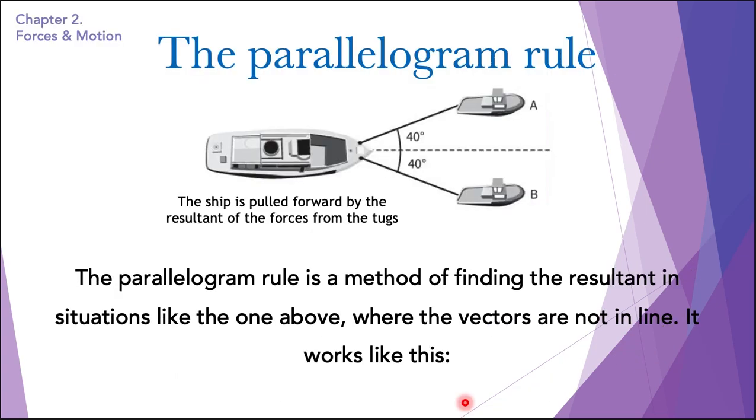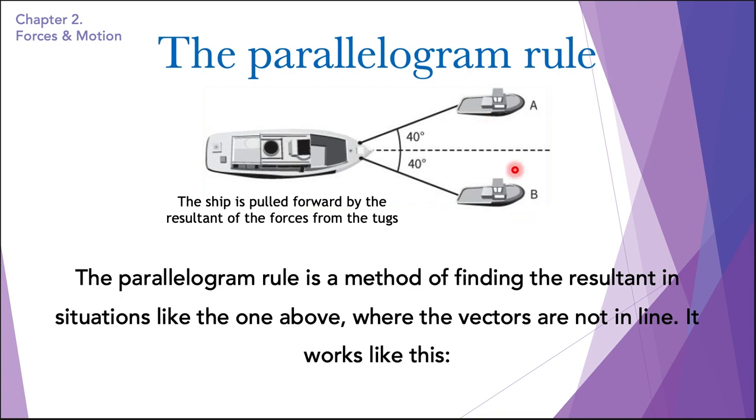To find the value of the resultant, we use the parallelogram rule. As you can see in this diagram, the ship is being pulled forward by the resultant of the forces from these two tugs, even though they are in opposite directions, but they are equal. So when two vector quantities are acting at a point, they can be replaced by a single vector with the same effect, which would be in the middle. When the two tugs pull equally, the boat moves forward in a straight line, like this. This is the direction of the boat.